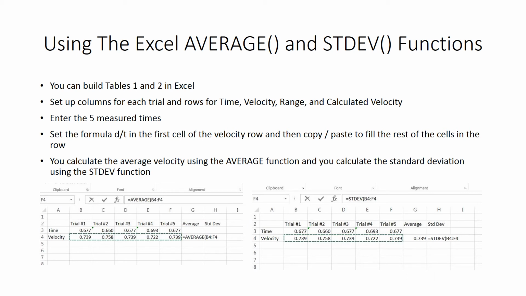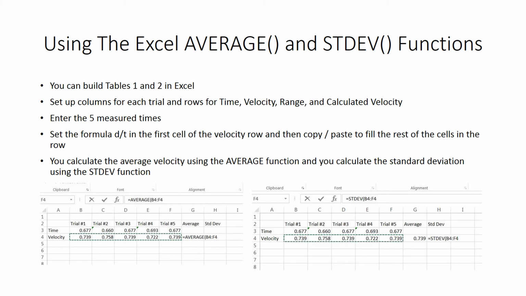You can calculate the average velocity by taking the cell at the end of the row and typing equal average. Before you get all the way through the word average, a list of functions will show up and you can pick average. And then you can select the row, and as you can see in the picture below, it says average B4 to F4, and it will automatically calculate the average of that row.